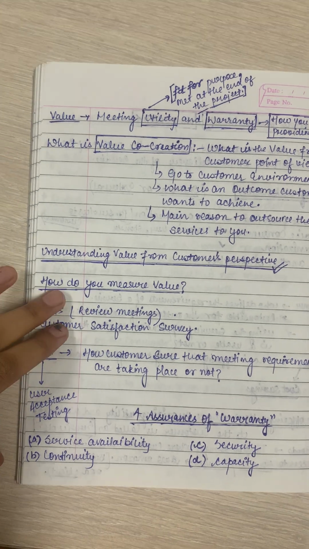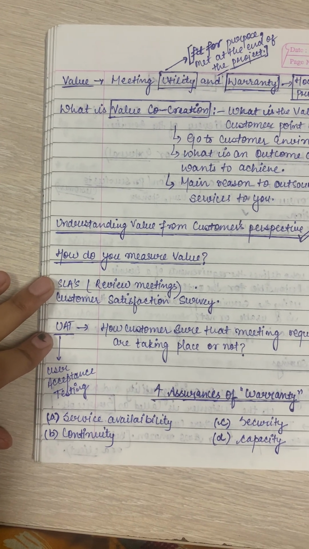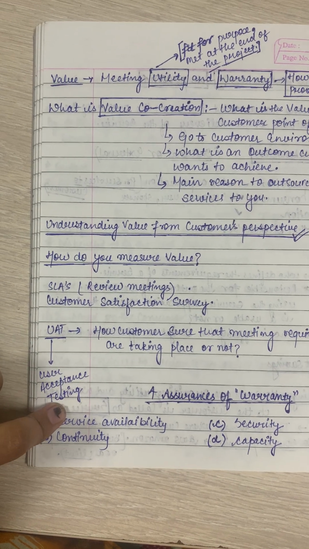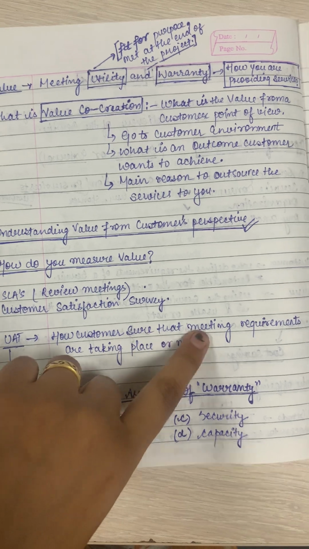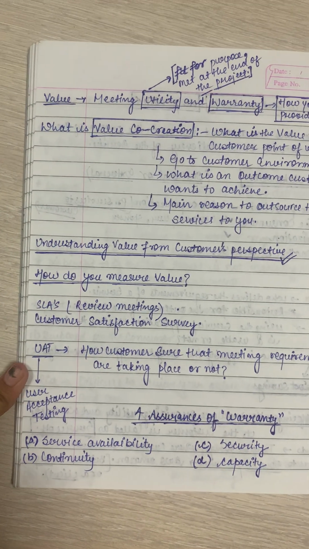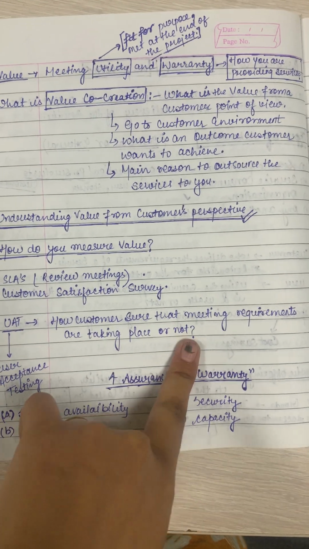So what is UAT? You must have heard about this term very often. UAT is nothing but user acceptance testing. That means how customers are sure that the requirements are being met or not. Users need to accept it, users need to test it.